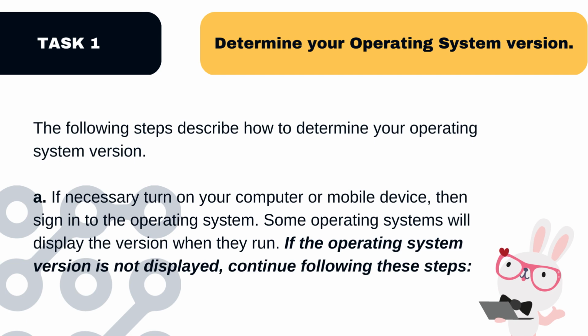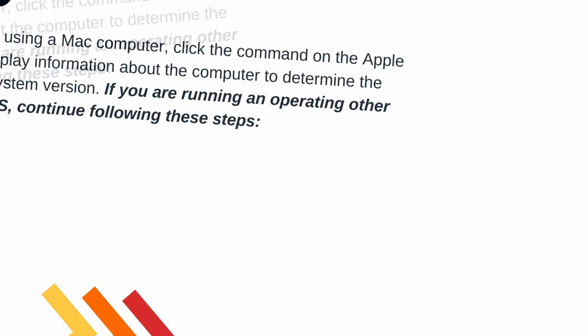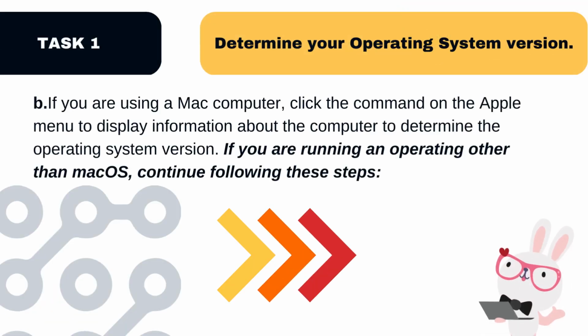First, if necessary, turn on your computer or mobile device, then sign in to the operating system. Some operating systems will display the version when they run. If the operating system version is not displayed, continue following the steps. If you are using a Mac computer, click the command on the Apple menu to display information about the computer to determine the operating system version. If you are running an operating system other than Mac OS, continue following these steps.